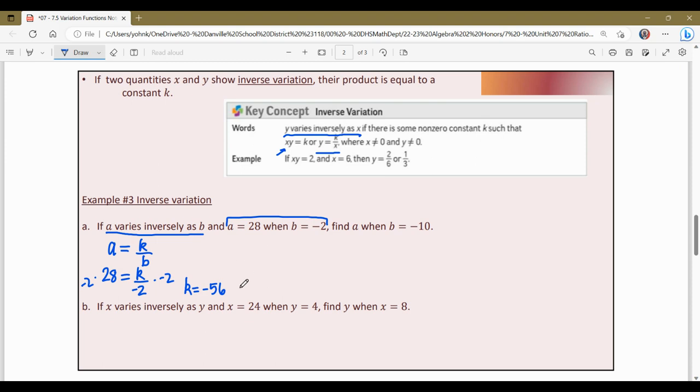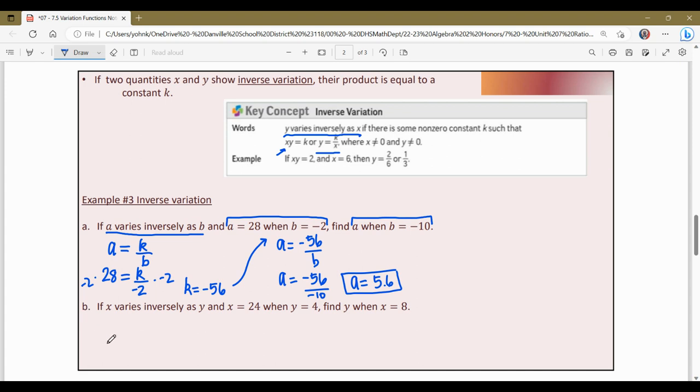Well, now I can take that and I can write my equation. A equals -56 over b. And I can use my last bit of information, find a when b equals -10. So a equals -56 over -10. That gives me a equals 5.6. Since it's a nice decimal, I can leave it as 5.6. If it wasn't a nice decimal, like for instance it repeated, then it would be best to leave it as a fraction.